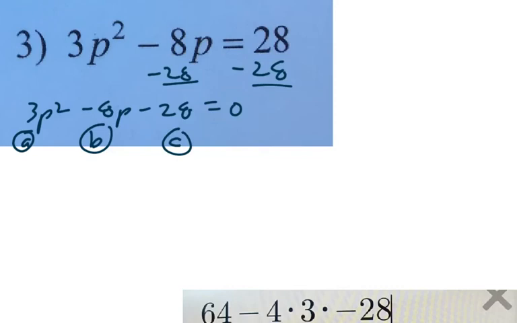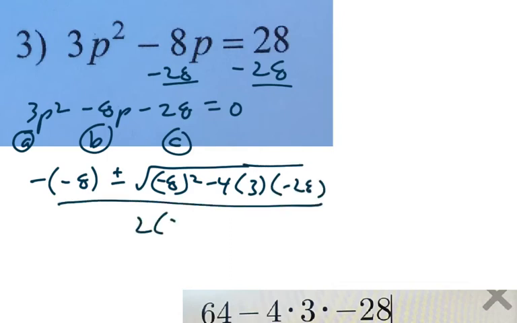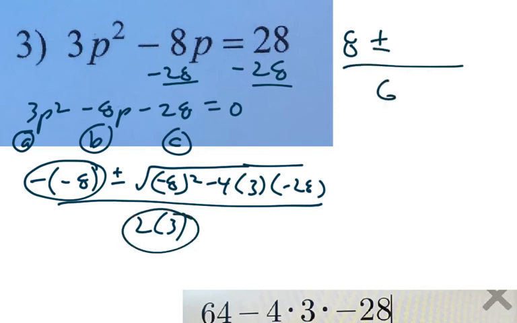Watch those signs. So I have the negative of b plus or minus square root b squared minus 4 times a times the c divided by 2 times the a. Negative of negative 8 is positive 8, plus or minus. 2 times 3 is 6 in the denominator. Let's now do the radical part.